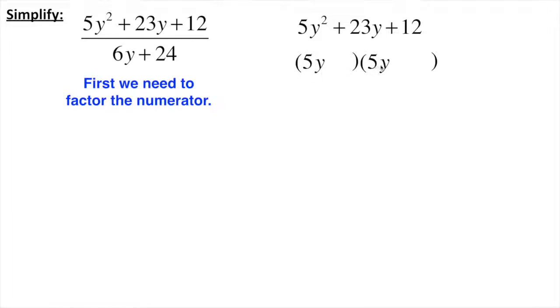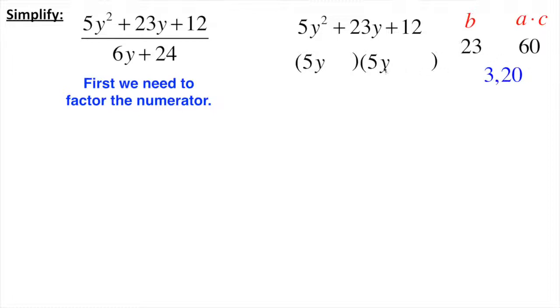Okay, so I've got this. That's the first thing we do, we write 5y's in. Now we're going to multiply a times c. A times c, I've got 5, c is 12. 5 times 12 would give me 60. Our b value is 23. So I need two numbers that multiply together to give me 60, but add together to give me 23. Well, that's going to be 3 and 20.